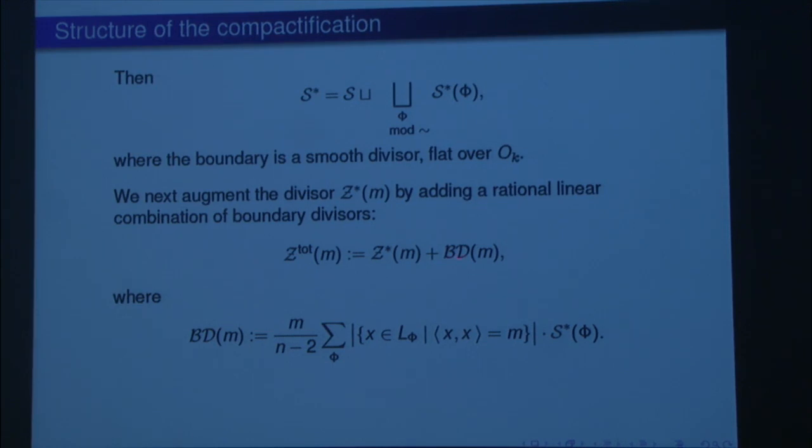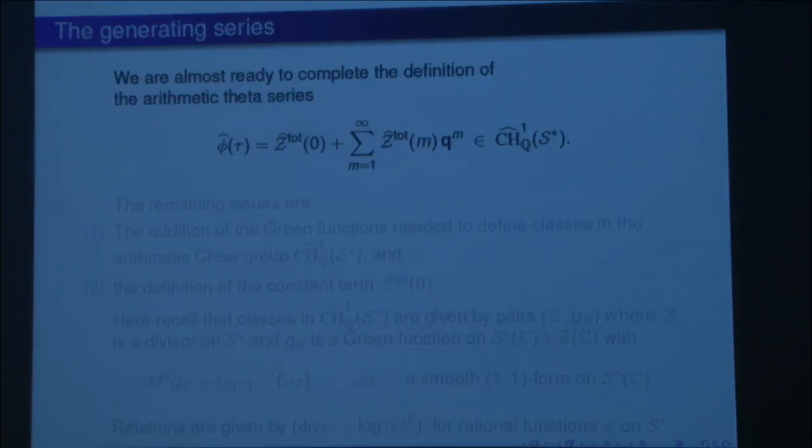So this is the mth additional piece, and so this is our total divisor. So it's something gotten from the Zariski closure together with some components which are strictly components of the boundary. Okay, as I said, I'm trying to be precise here. Okay, so now we're going to define the arithmetic theta function.